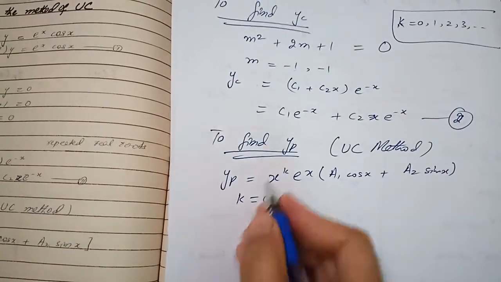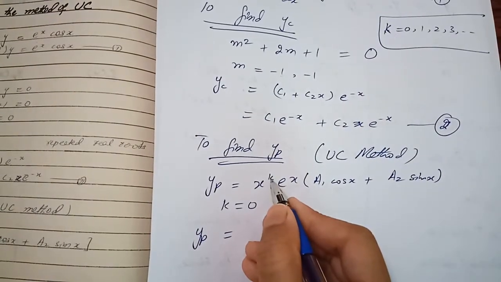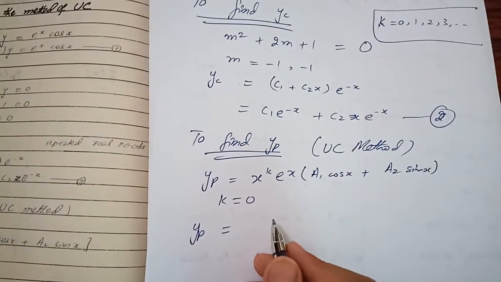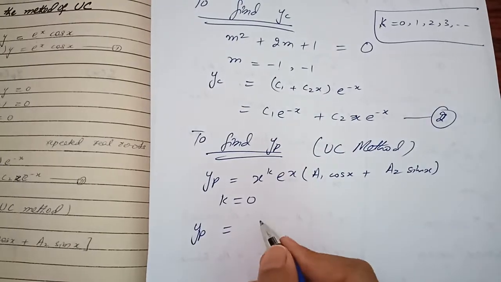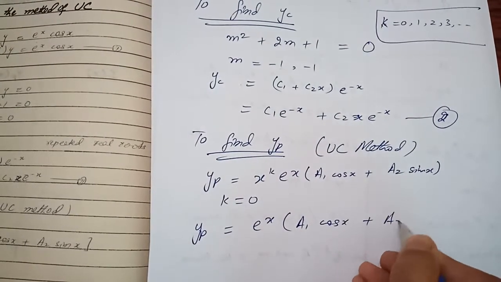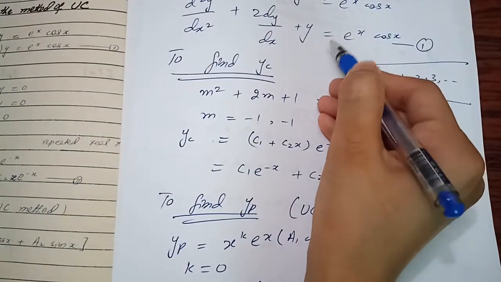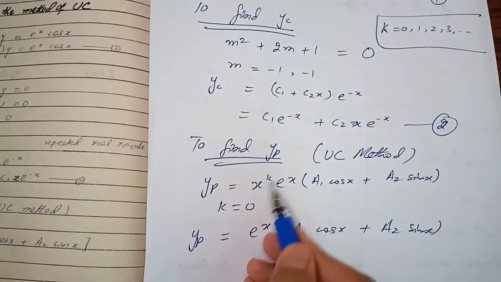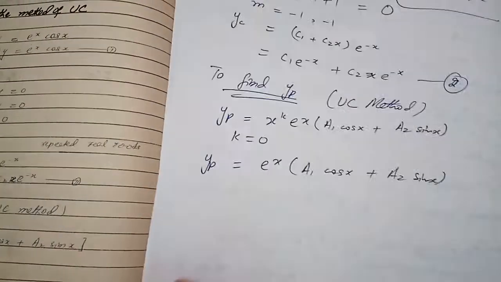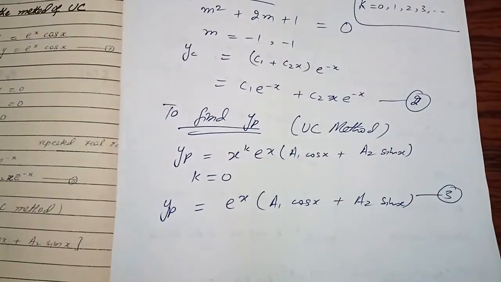On k equals 0, your particular solution reduces to x raised to power 0. That is going to be 1, obviously. So it's going to be e^x (a1 cos x + a2 sin x), because you can see that there is no x here. To finish this, you are taking k equals 0. This is your equation 3.